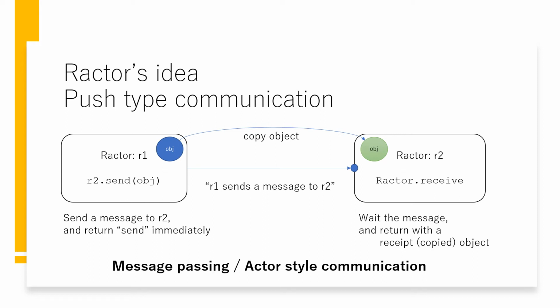Push type is the straightforward approach. You can send an object as a message, and another Ractor can receive the message. We can say it is a message passing model and actor style communication. Note that sending an unshareable object will copy it, so the object isolation will be protected.